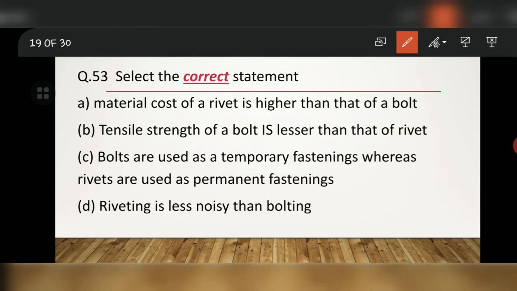The answer will be option 3. Bolts are used as a temporary fastening whereas rivets are used as a permanent fastening.